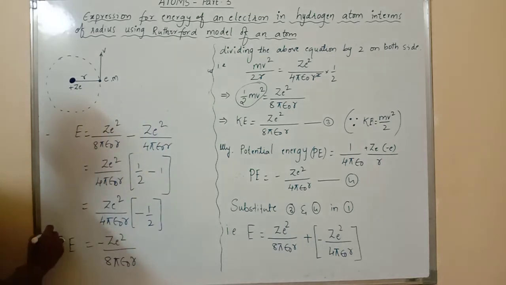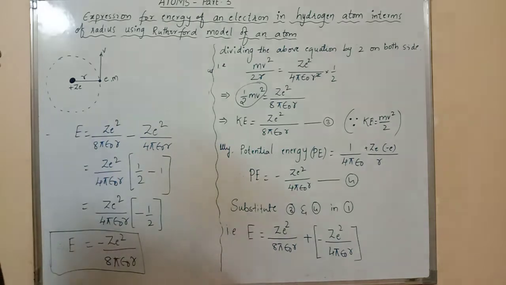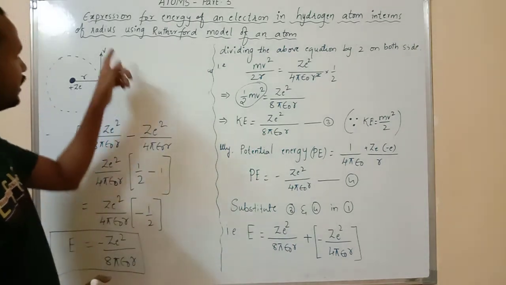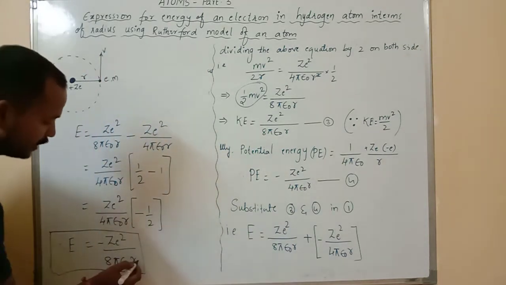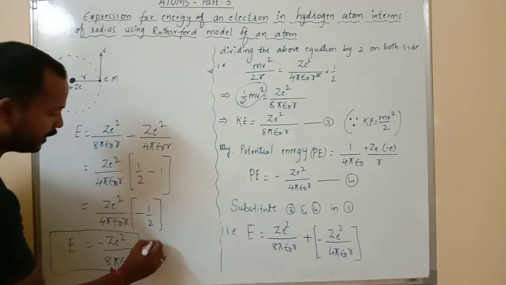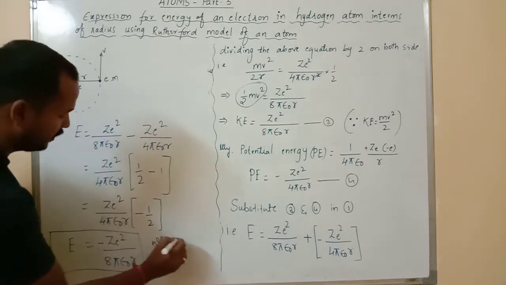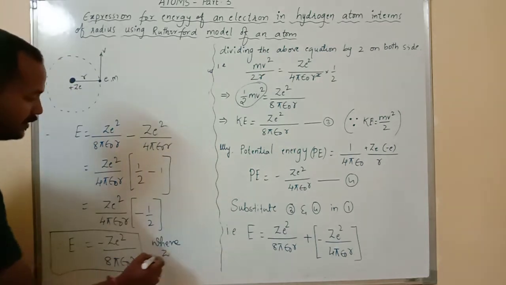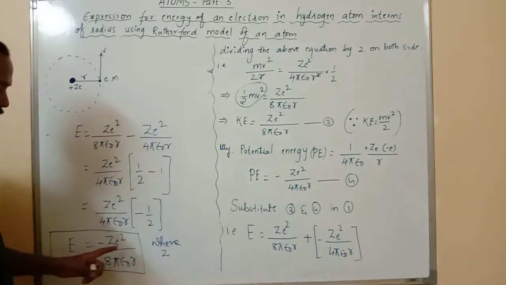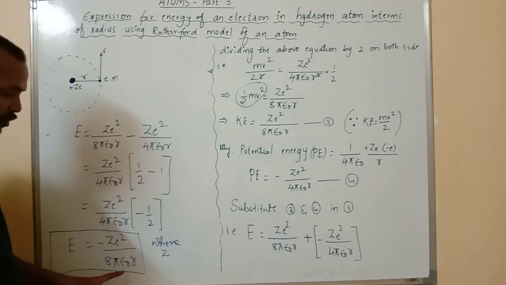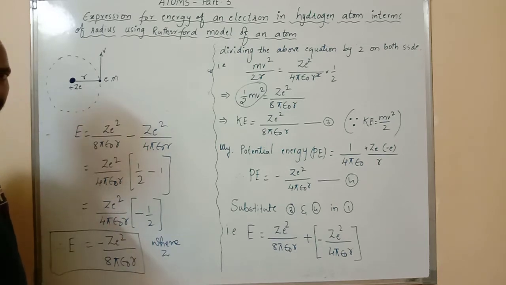So this is the energy of the electron in a hydrogen atom in terms of radius. So here it is required radius. Right? This is the radius. So here we can write where Z is the atomic number, E is the charge of the electron, epsilon naught is the absolute permittivity, and R is the radius of the orbit. We can calculate.